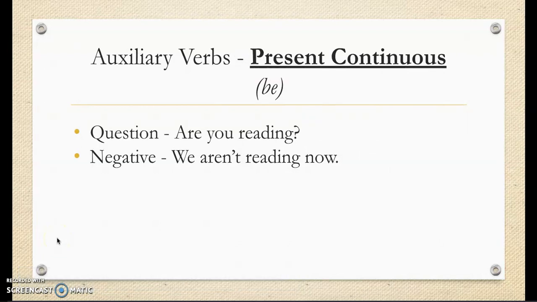The next tense we have is present continuous. And in this tense, we use the auxiliary verb be. To make a question in this tense, we can say, are you reading? Here, the auxiliary verb is are. And of course, it comes from be. To make a negative sentence, we can say, we aren't reading now. Here, the auxiliary verb is aren't. And of course, that also comes from be.